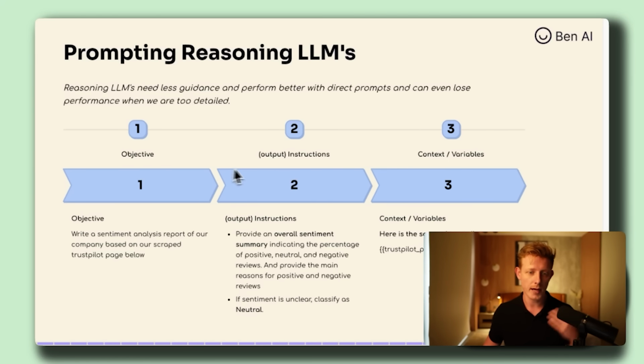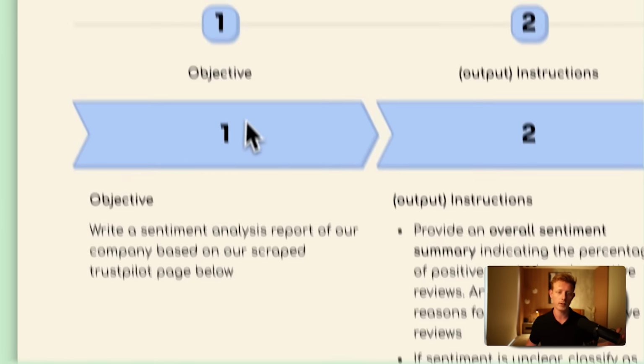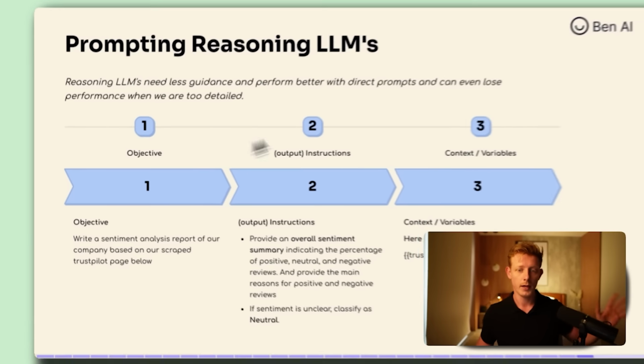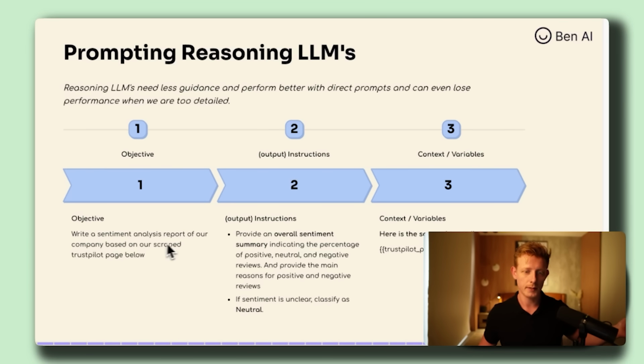So that's why I have this framework here, which is a very short framework. We only have the objective. We don't even have the role. For example, write a sentiment analysis report of our company based on our scraped Trustpilot page below. Then instructions, where we can, again, put in some rules if we need them and some output instructions. So, for example, provide an overall sentiment summary indicating the percentages of positive, neutral, and negative reviews, and provide the main reasons for positive and negative reviews. If sentiment is unclear, classify as neutral. So just some rules or some specific context.